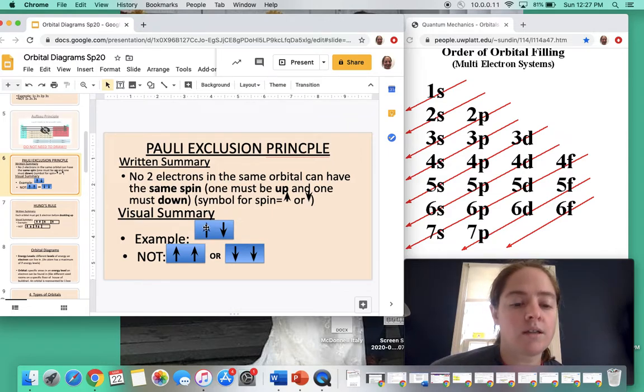So an electron is represented by an arrow here, and notice we have one arrow going up and one arrow going down. We cannot have two moving in the same direction. That does not work, okay? So we always have one that spins up and one that spins down. It's kind of like a really bad amusement park ride, okay?